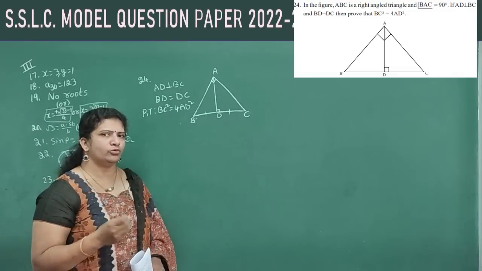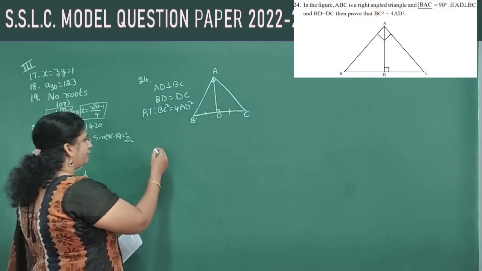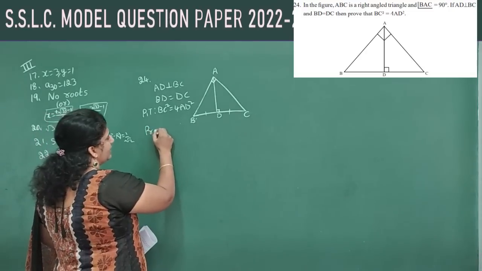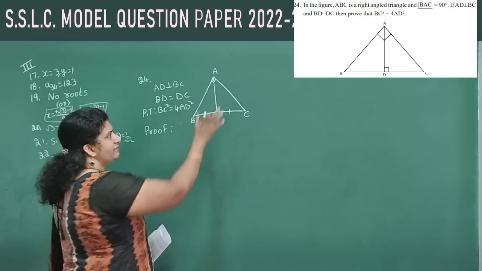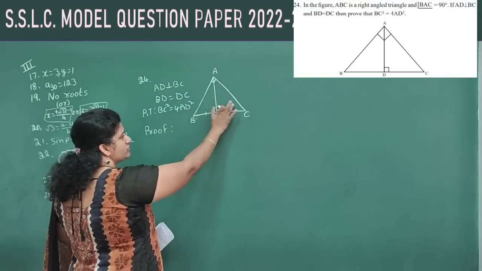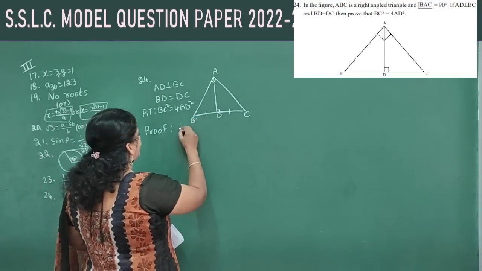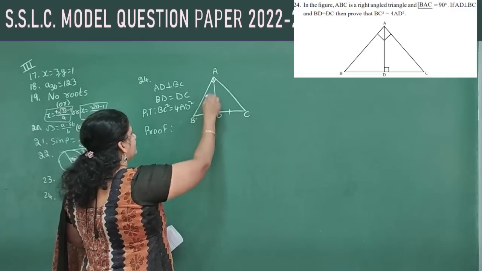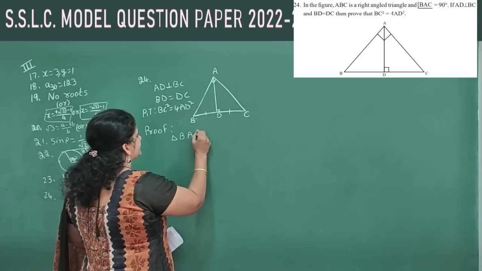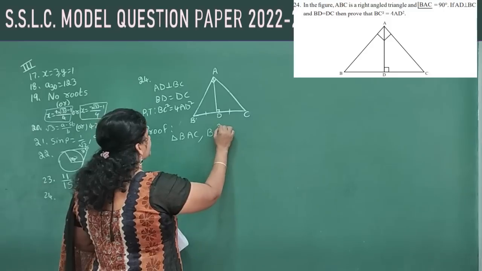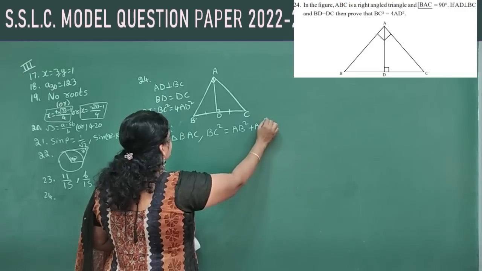See, this problem we can do in 2 or 3 ways. So one method I am going to say now. Observe carefully. Let's start the proof by considering 3 right triangles. First the big right triangle, then the 2 small right triangles. Apply Pythagoras theorem. First big triangle means consider the triangle BAC. Hypotenuse is BC. BC square is equal to AB square plus AC square.